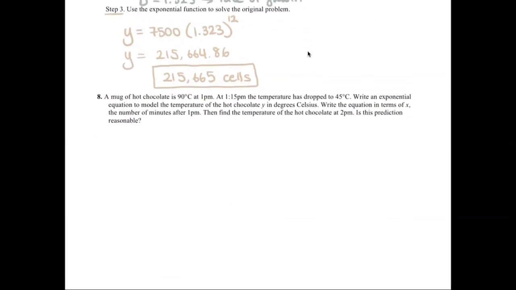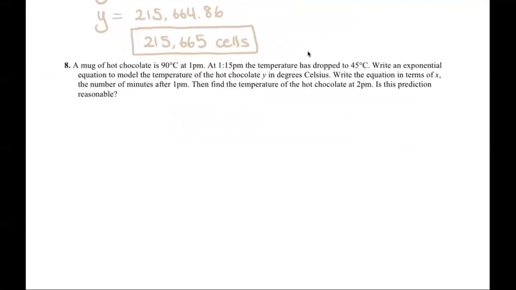A mug of hot chocolate is at 90 degrees Celsius at 1 p.m. At 1:15 p.m., the temperature has dropped to 45 degrees Celsius. Write an exponential equation to model the temperature of the hot chocolate, y in degrees Celsius. Write the equation in terms of x, the number of minutes after 1 p.m., and then find the temperature of the hot chocolate at 2 p.m. Is this prediction reasonable?